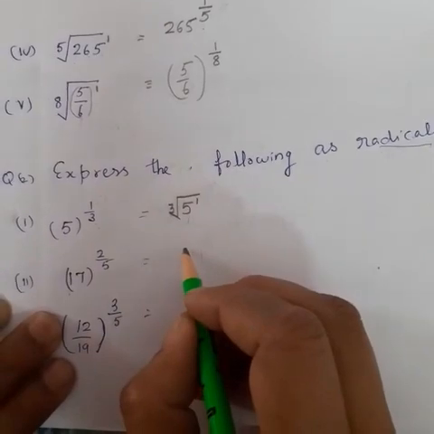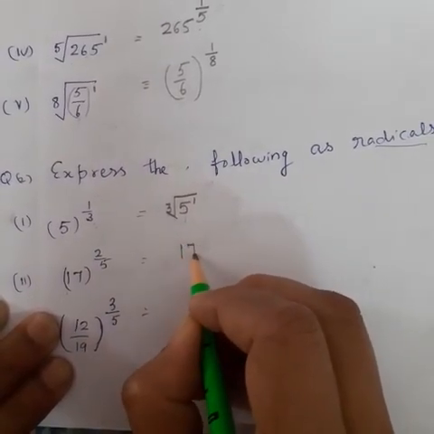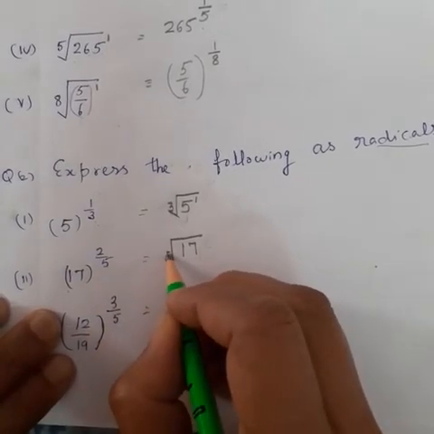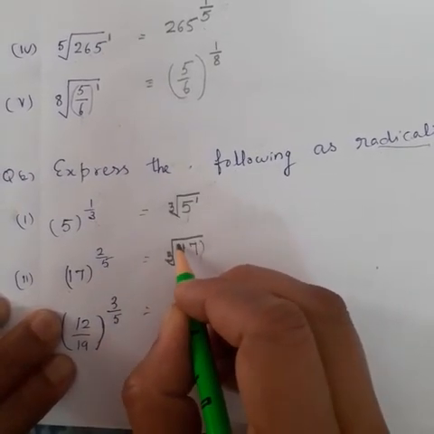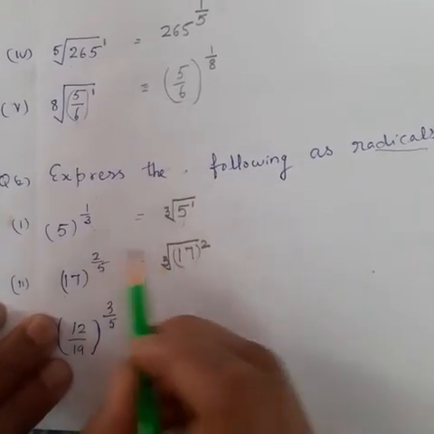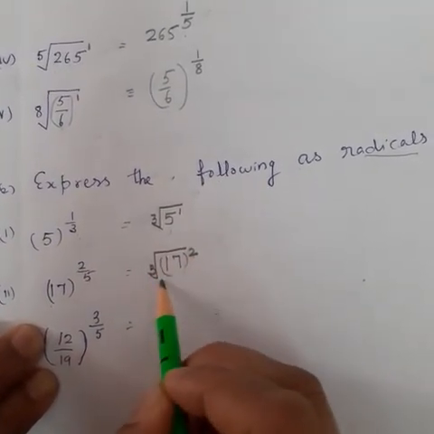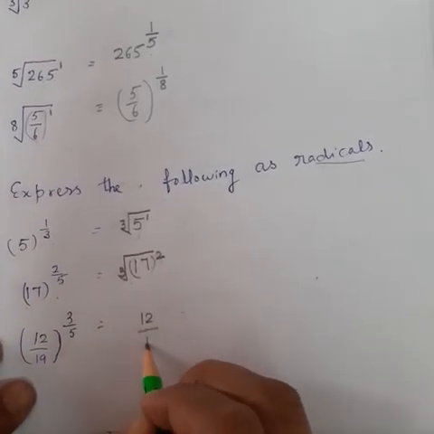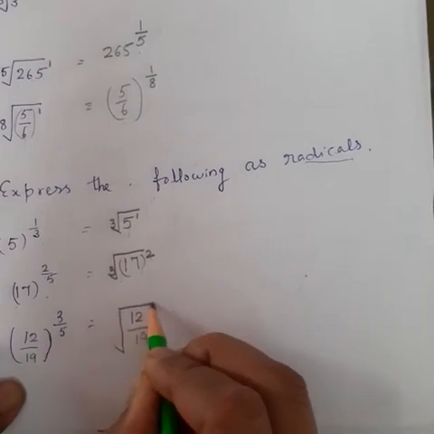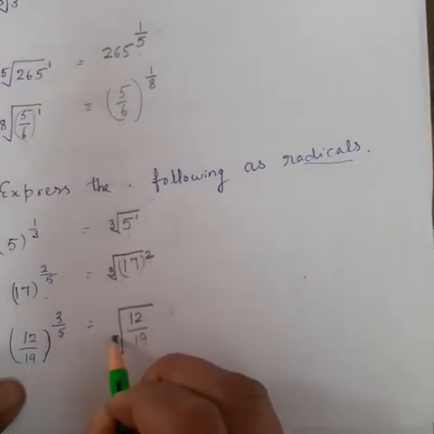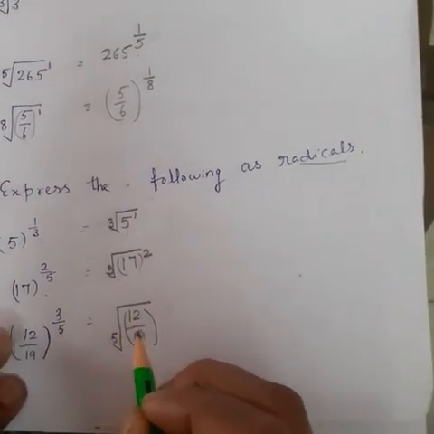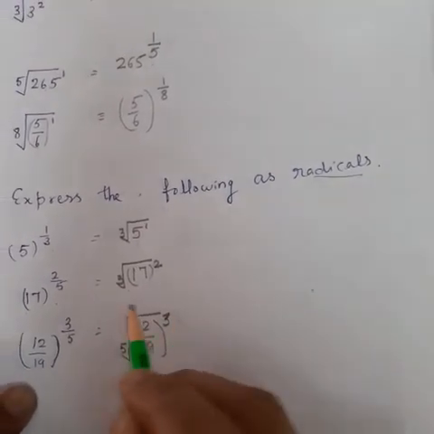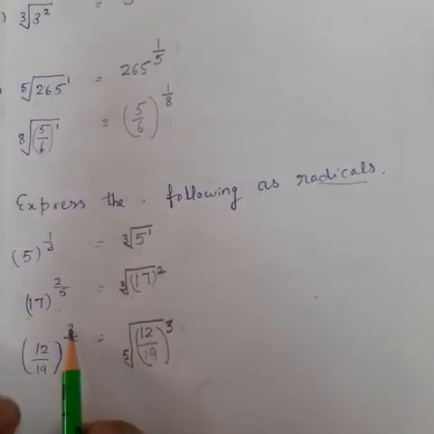Let's do the next one. 17. In index we have to write 5 and in the power we have to write 2, the numerator. So this is the radical form of this number. Let's do the next one. 12 by 19. The index will be the denominator 5 and the power will be the numerator. So this is the radical form of 12 by 19 to the power 3 by 5.